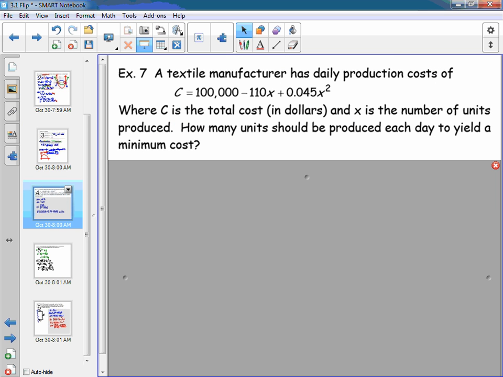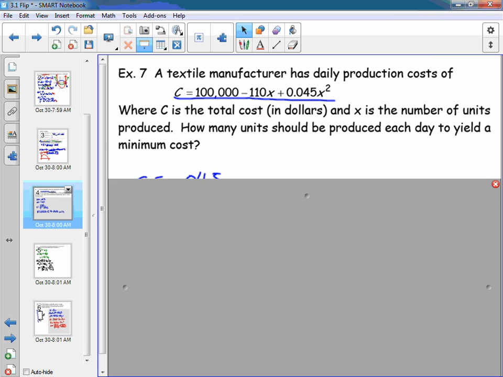Similar situation here in example 7. All right, we have a cost equation, 100,000 minus 110x plus 0.045x squared. We're told C is the total cost in dollars and x is the number of units produced. We want to figure out what the minimum cost would be in this case. So again, it's important to identify from the quadratic we're given the values of a and b. All right, we can use our knowledge of x equaling negative b over 2a.